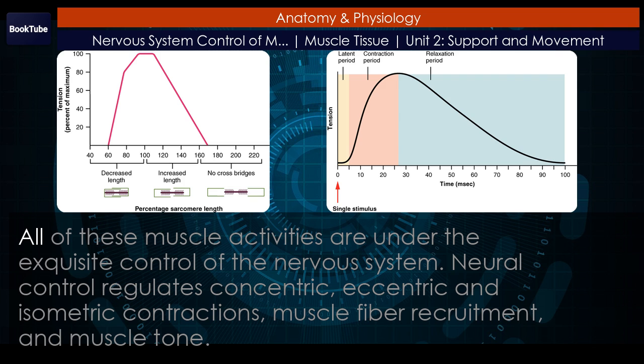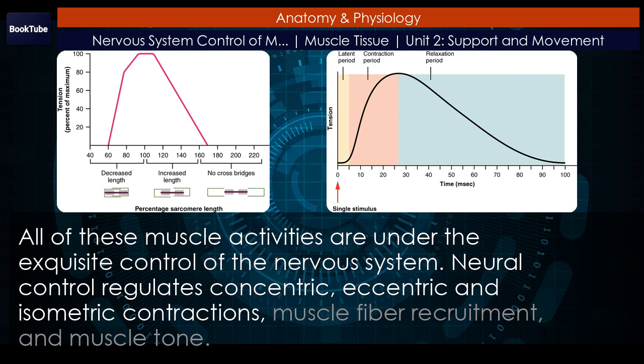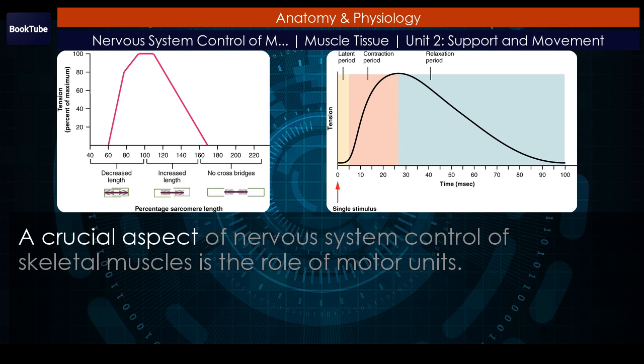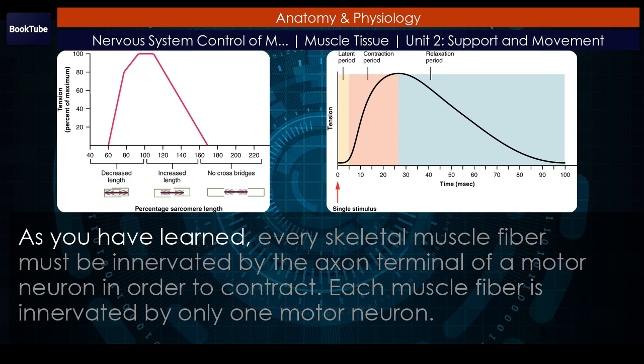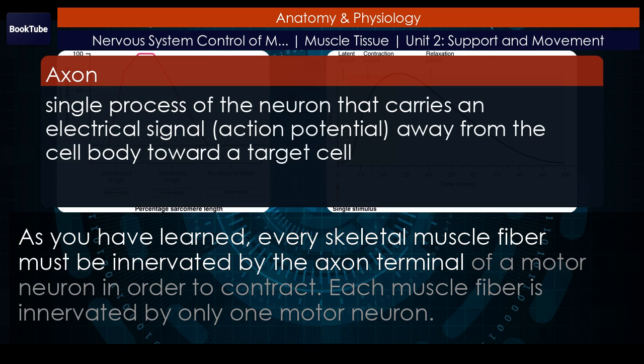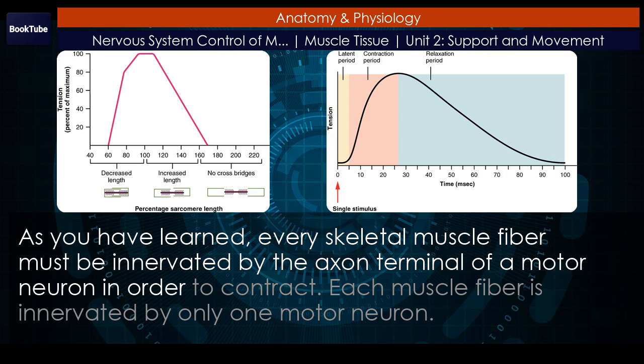Figure 1. All of these muscle activities are under the exquisite control of the nervous system. Neural control regulates concentric, eccentric and isometric contractions, muscle fiber recruitment, and muscle tone. A crucial aspect of nervous system control of skeletal muscles is the role of motor units. Motor units. As you have learned, every skeletal muscle fiber must be innervated by the axon terminal of a motor neuron in order to contract.